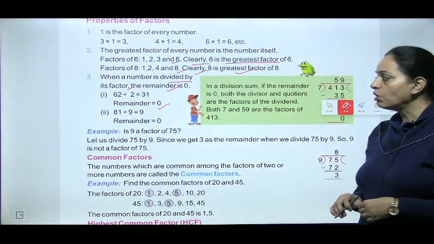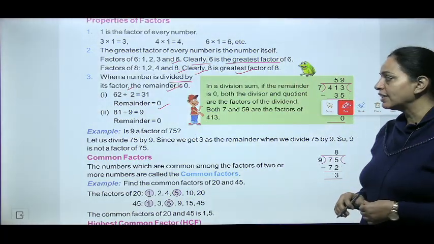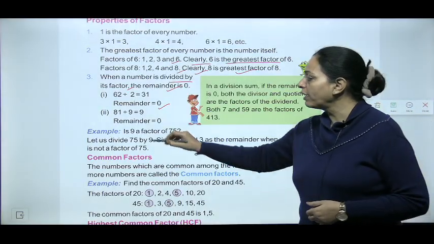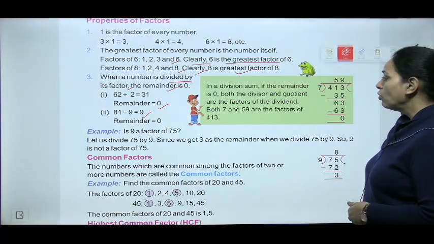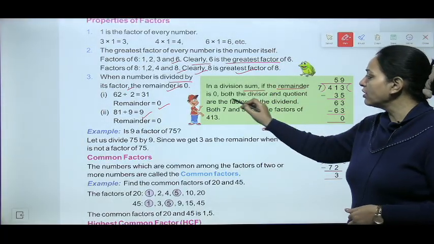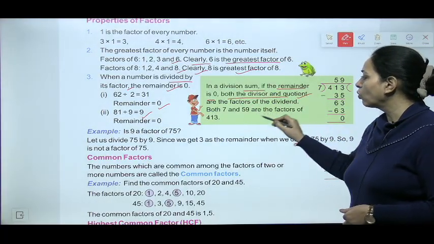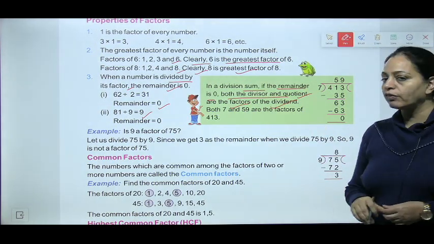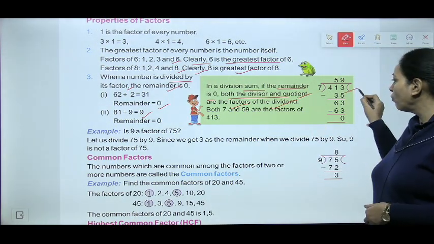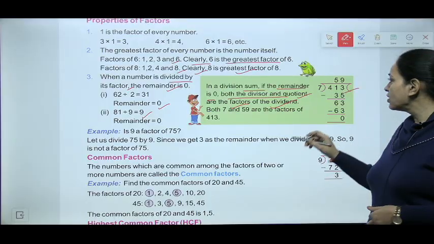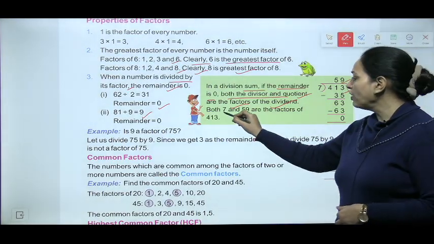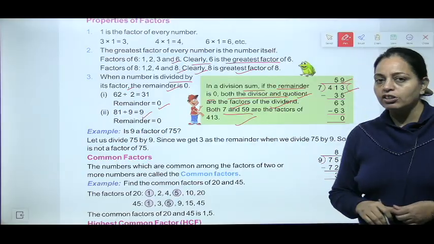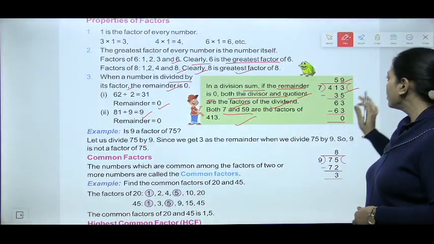Like 62 divided by 2, the answer is 31. 81 divided by 9, the quotient is 9 and the remainder is 0. So in a division sum, if the remainder is 0, both the divisor and the quotient are factors of the dividend. Like here, 413 is divisible by 7, and 59 is the quotient. So 7 and 59 are the factors of 413.